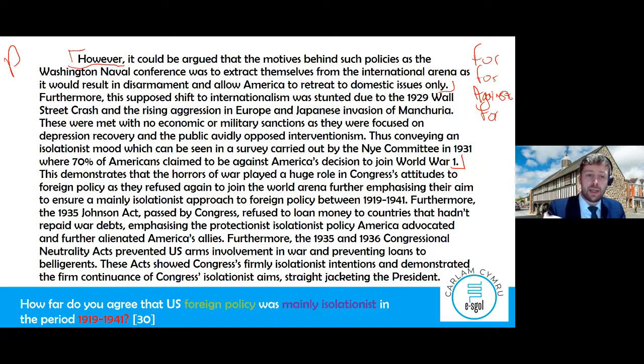So there is our evidence. That is our evidence, more evidence to add to that idea that America was mainly isolationist: the Wall Street crash and the Nye Committee and its findings.